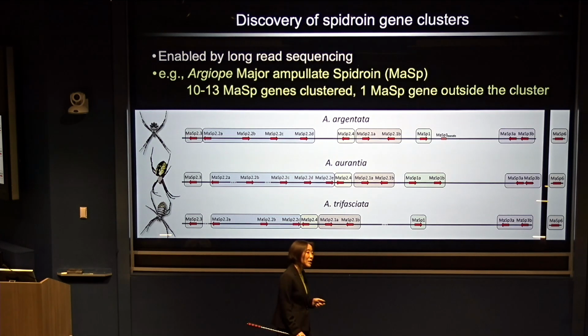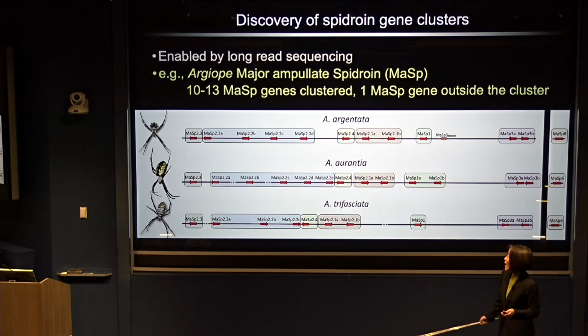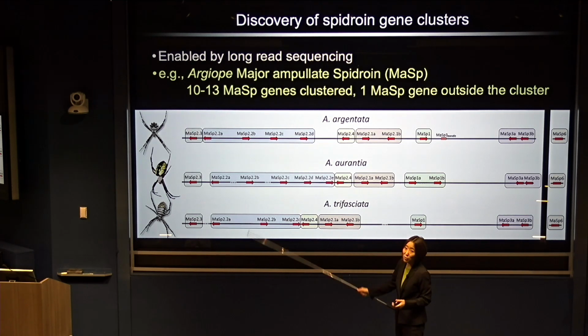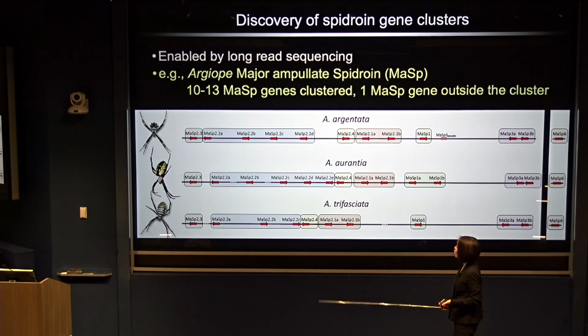So from our genome sequencing, we've now done many species of Argiope, and they range from the low 30s to the upper 30s in number of spidroins, and about a third of those are major ampulate spidroin genes. So again, for some reason, there's been an expansion of major ampulate spidroin genes in these garden spiders.